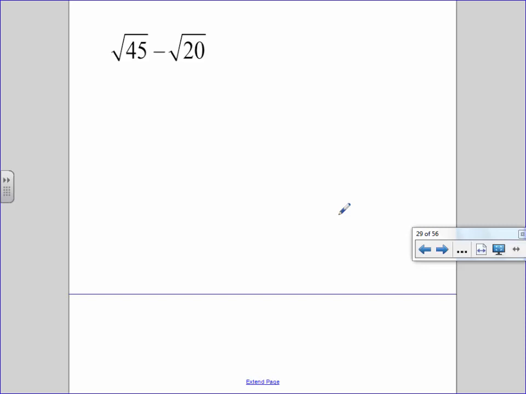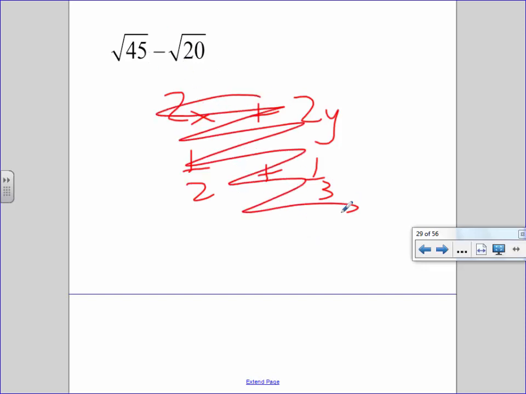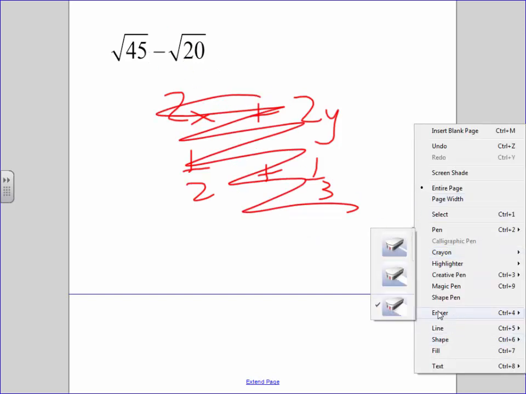In order to add or subtract things, let me do another example here. If I give you 2x plus 2y, can you add those together? No, because you have different things, right? If I gave you 1/2 and I gave you 1/3, although you can use common denominators, you're really not talking about the same thing, right? So these guys right here don't have like radicands. But what if I simplify first?